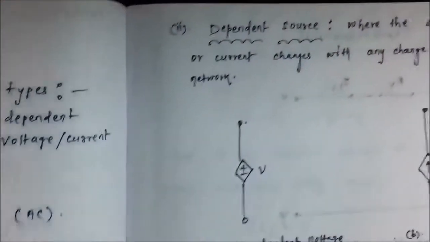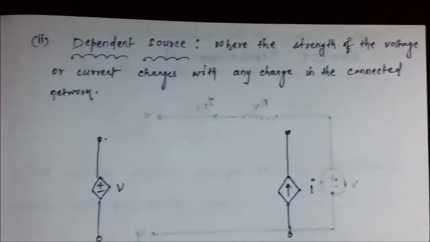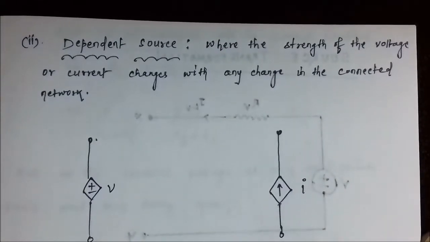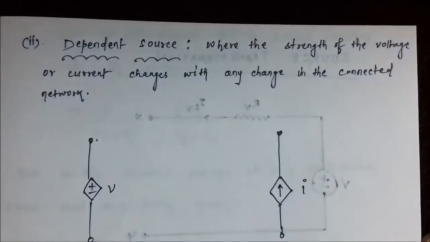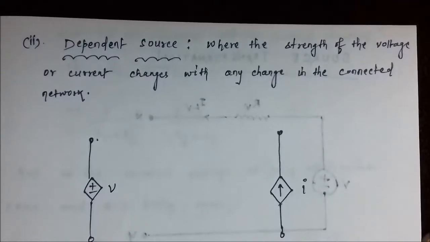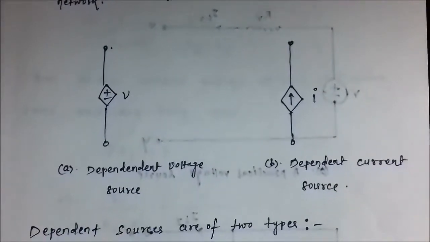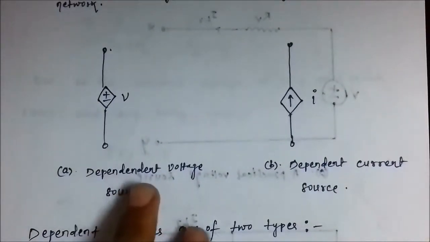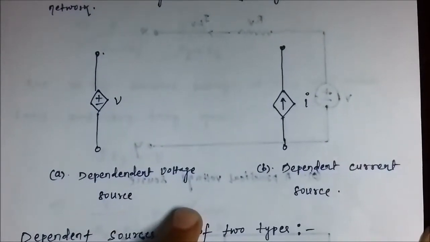Next is the dependent source. It's quite the opposite of the independent. Here the strength of the voltage or current of the source is directly related to some parameter in the connected circuit.